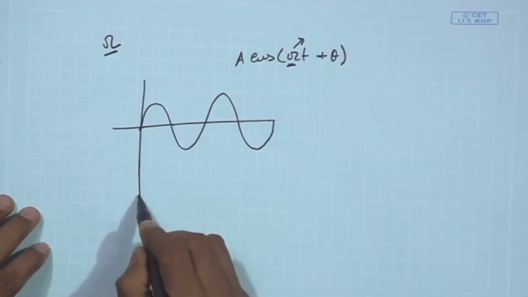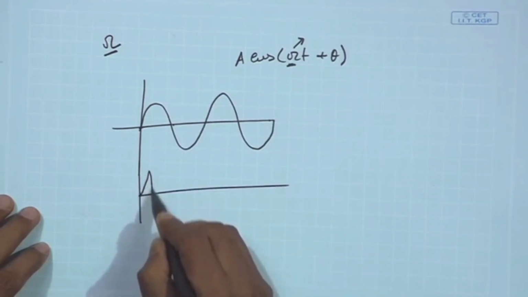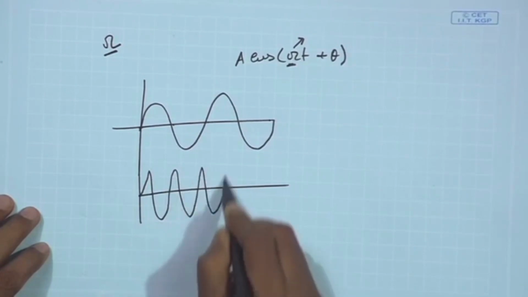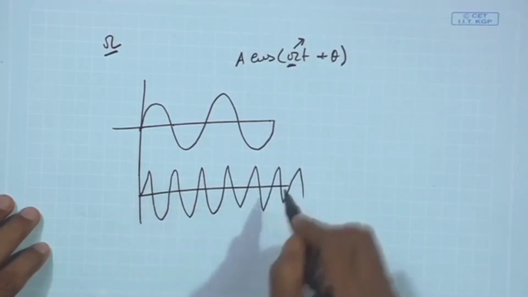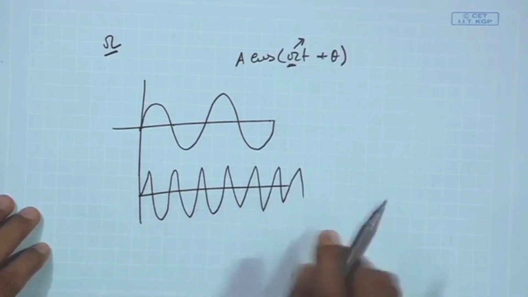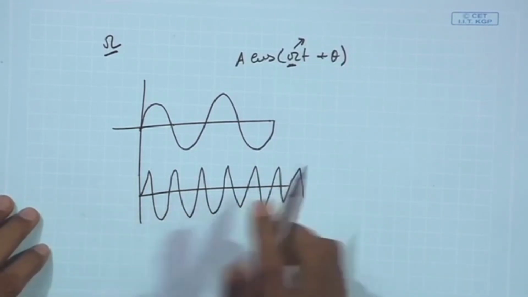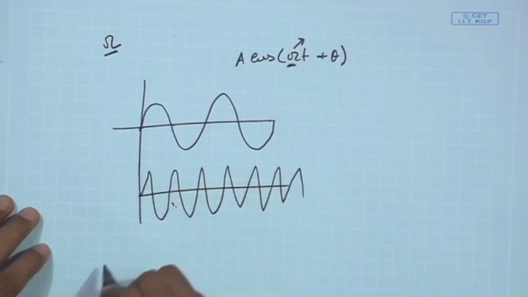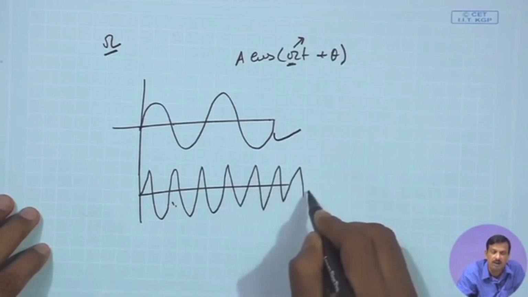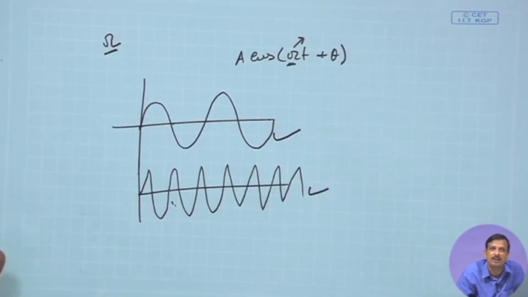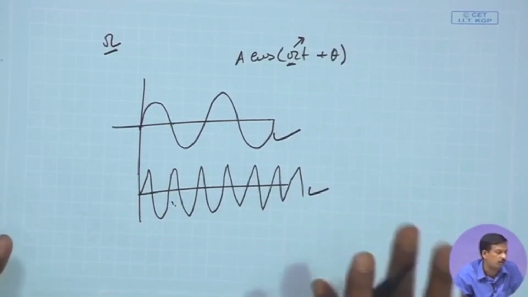Now, if I increase the frequency, what will happen? The number of oscillations, or the number of periods per second, will increase. So, high frequency means oscillations will increase. That is the property. More periods are included in 1 second. So, this is the low frequency and this is the high frequency signal. This is the concept of an analog signal.